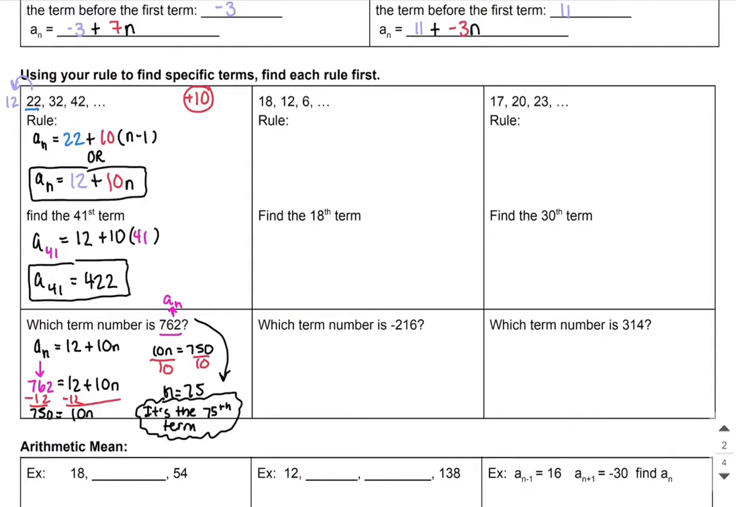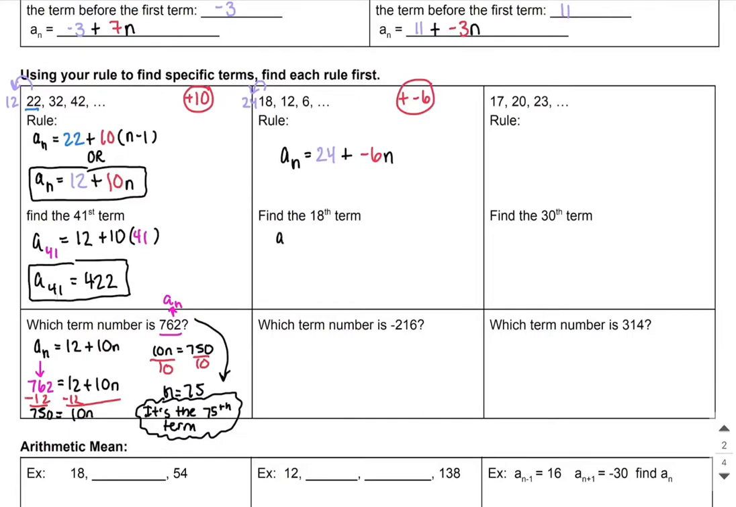All right, for the next list, I have 18, 12, 6. I'm adding negative 6 each time, or subtracting 6 each time. The rule then, I first have to find the preceding term, so I would add 6 to 18 to find the preceding term is 24. I say 24 plus negative 6 times n, and that's the rule I'm going to use.